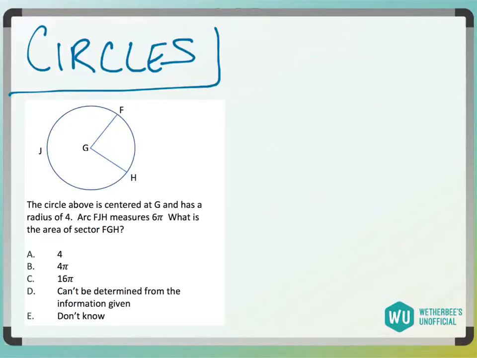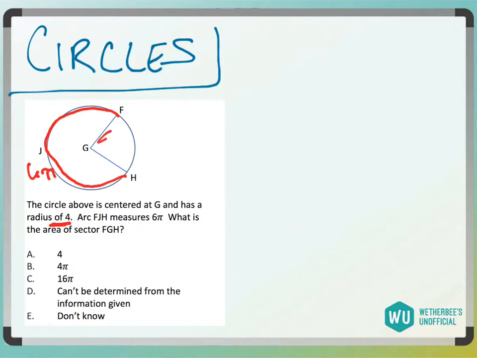All right, so this is a somewhat more difficult circle problem. We do this one in ratios. We know that the circle centered at G has a radius of 4. With the radius, we can find both the circumference and the area. And then arc FJH is equal to 6 pi.